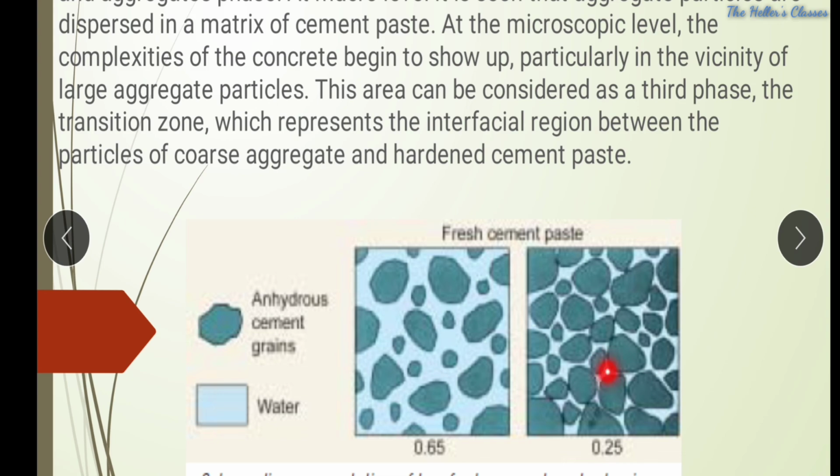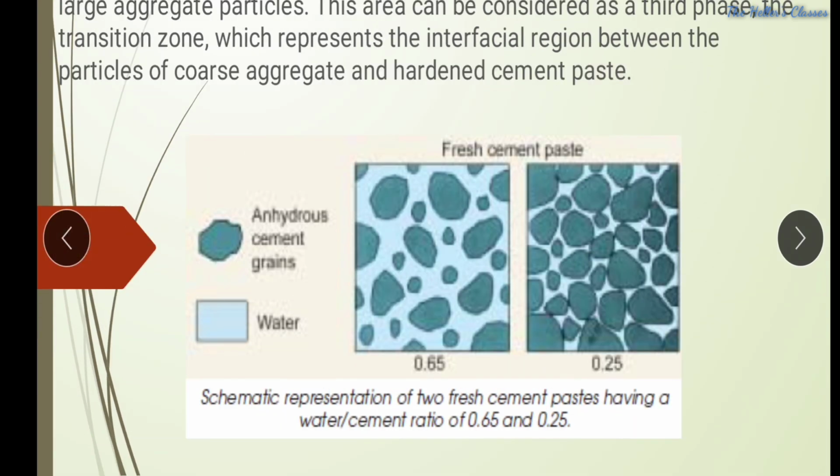If we observe the structure of cement particles when water has been added, if we add more water to the cement, then when the water evaporates, the void formation will be more. If we use a very little amount of water, then even after evaporation we get only a little bit of voids. So only if we use a little amount of water can we get a proper structure and strength for the concrete or the cement paste.